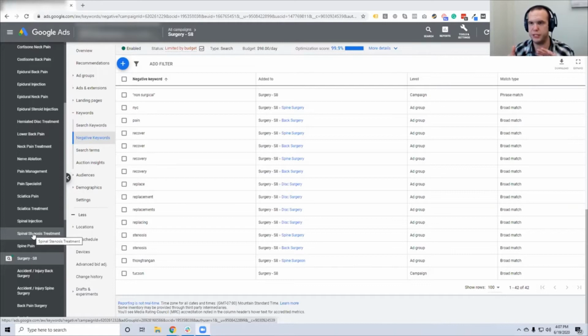But if you want them to see the surgery ad, you add the surgery keyword as a negative keyword to the other campaign, and vice versa. So you can add them to each campaign to say which ad Google is going to show that user, because technically, spinal stenosis and spinal stenosis surgery would still use the same keyword of spinal stenosis. So you add and subtract negative keywords from each campaign so that they see the correct ad at the right time. Got it.